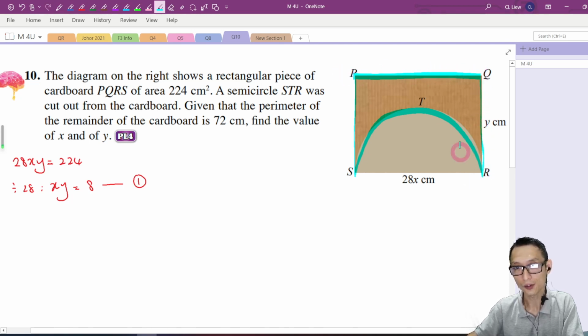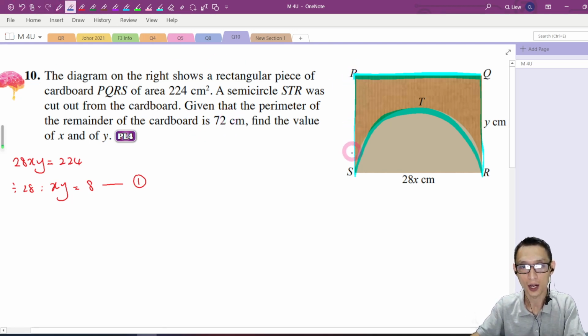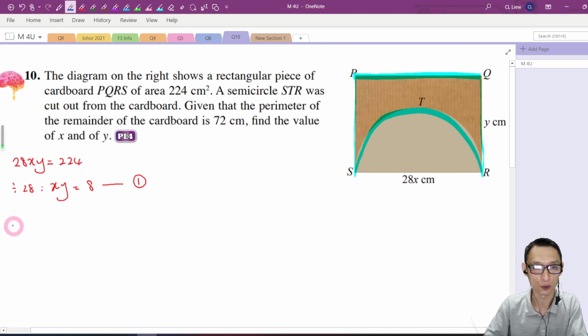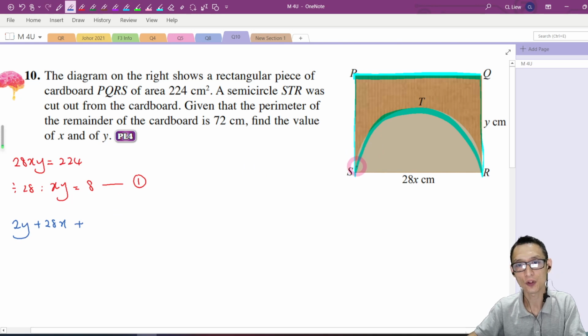So this will be the perimeter of the remainder of the cardboard, which is equal to 72 centimeter. Now y plus y, so I'm going to write 2y plus pq, which is equal to 28x, plus here, how do we find the arc length here?